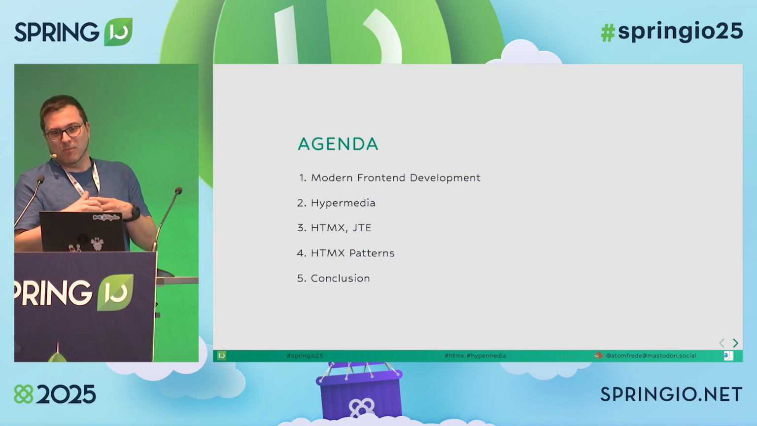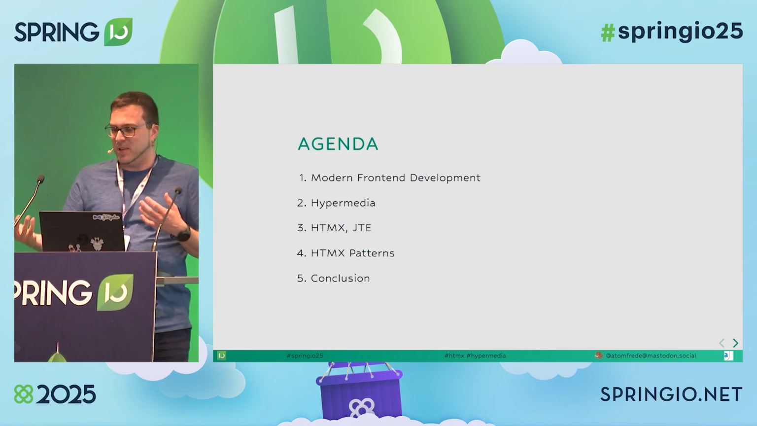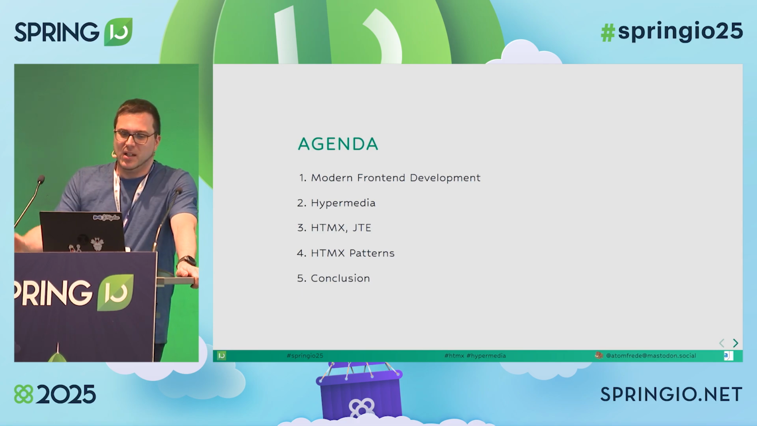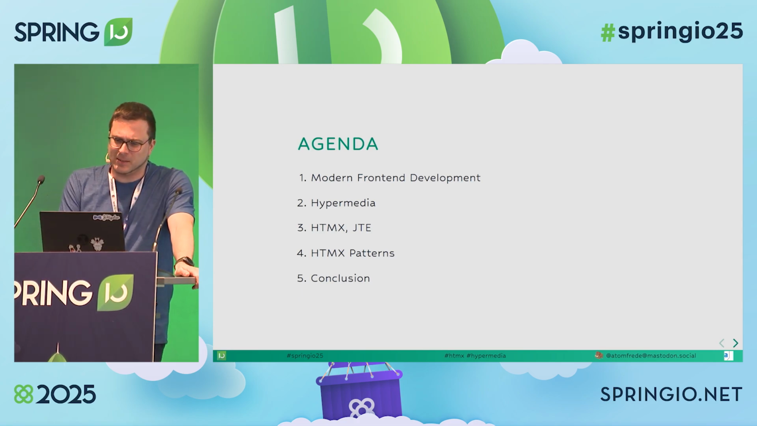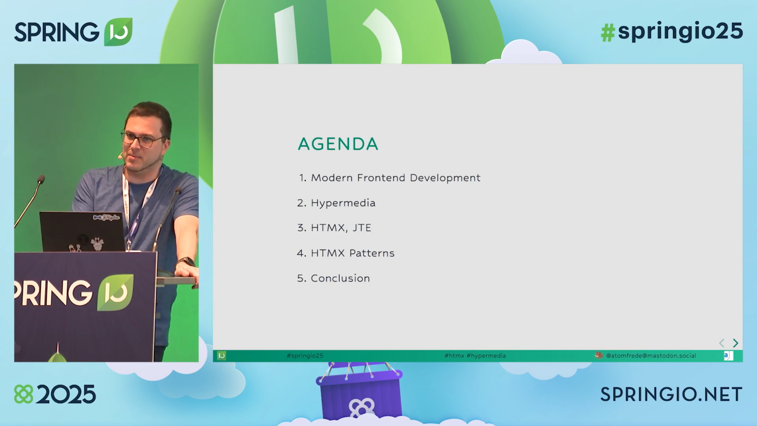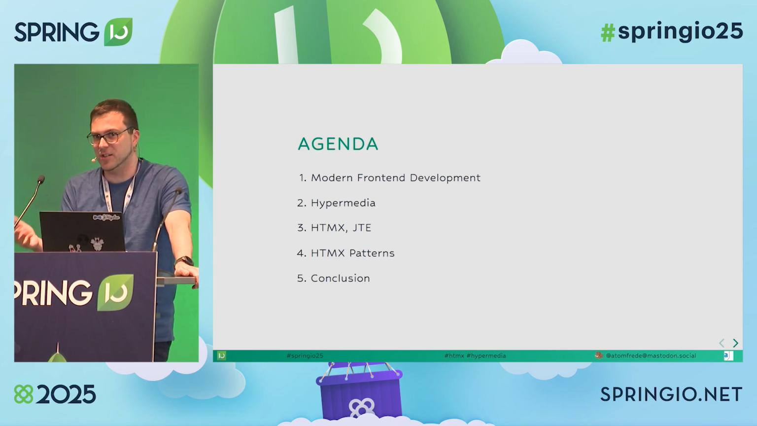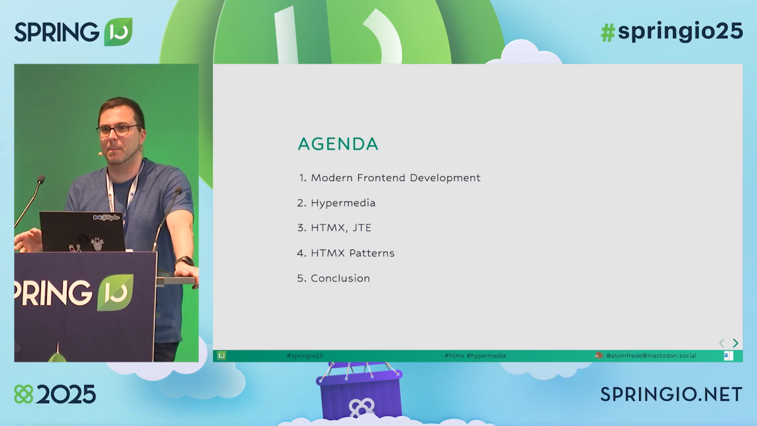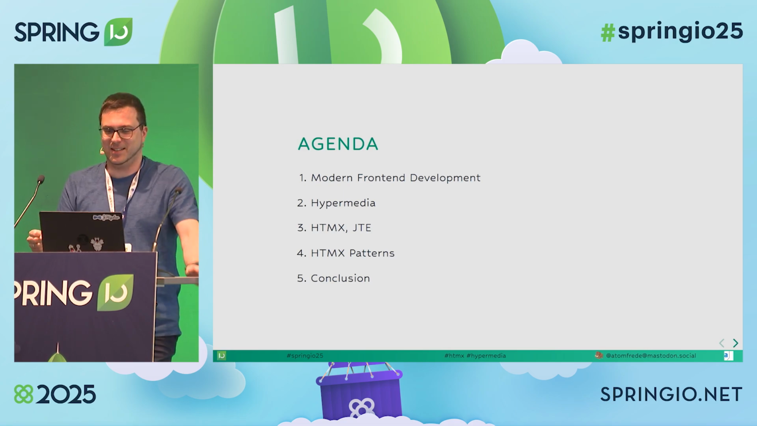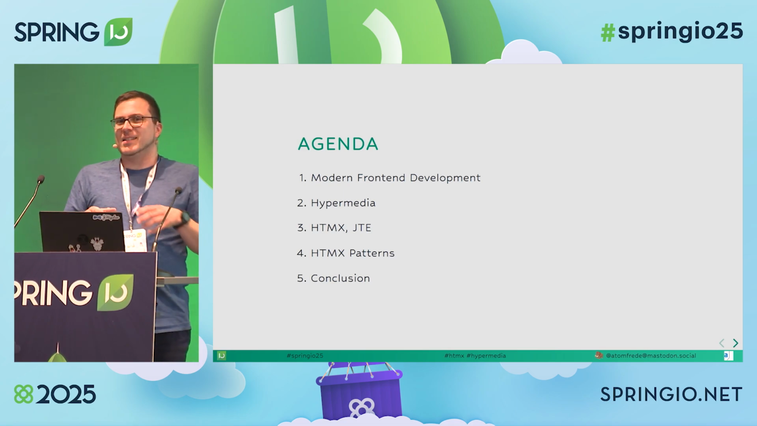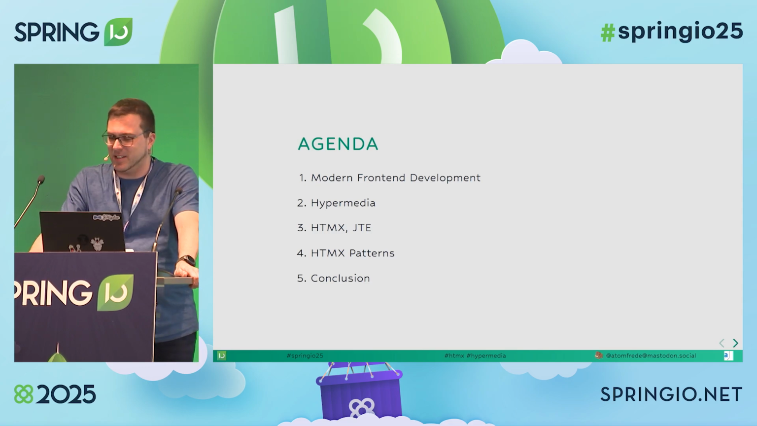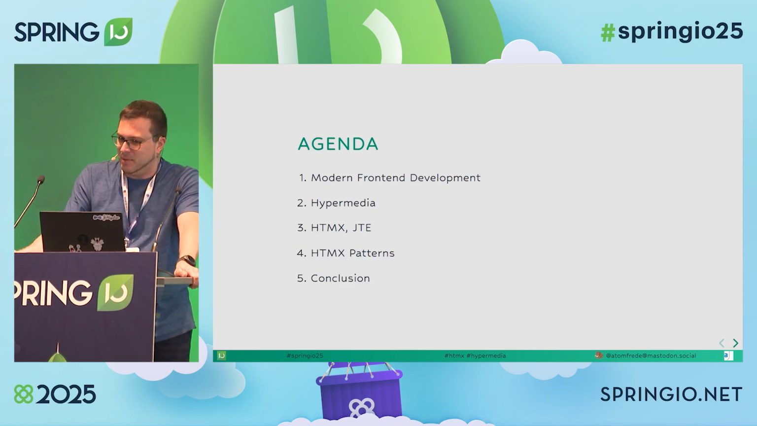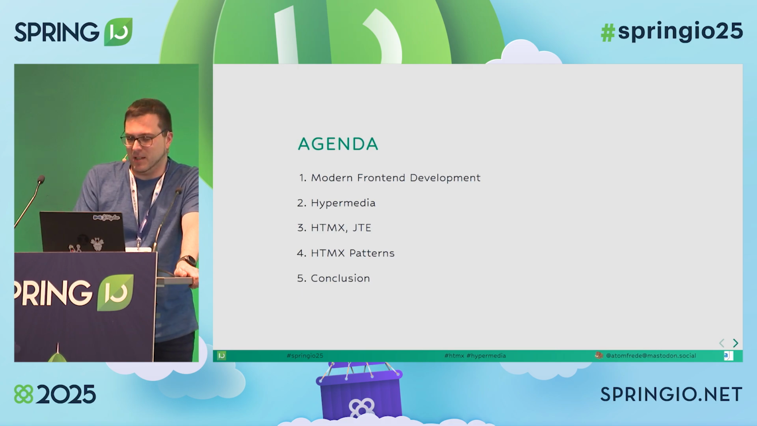What do we look at today? First, we look at modern front-end development and the complexity it involves. Second, we will look at what hypermedia is and what hypermedia controls are. And then we will look at HTMX and, as a template engine, JTE. Who knows JTE? No one? That's strange. Okay, and we will look at some typical patterns you have in enterprise applications, or in web applications in general, and then we will come to a conclusion.